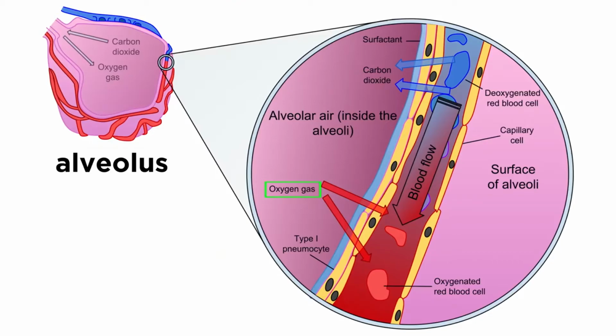The air in the sacs has plenty of oxygen and the blood doesn't, so diffusion occurs spontaneously. And the blood has a good amount of carbon dioxide, and that will diffuse in the opposite direction so that it can be exhaled.